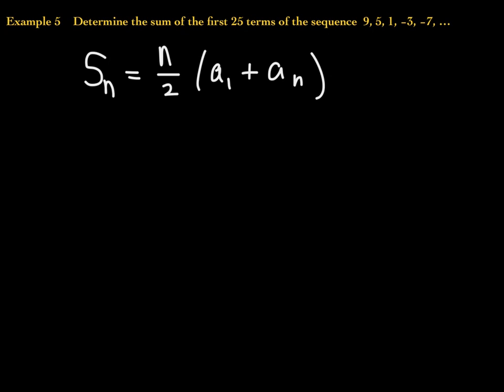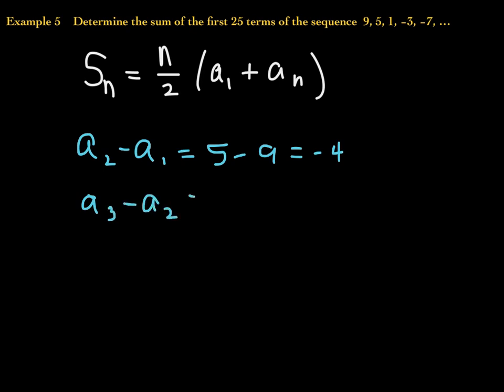All right, so what I'm going to do is take the second term and subtract the first term to show what that difference is. 5 minus 9, okay, that's -4. Let's check the difference of the third and second term. So 1 minus 5, -4.